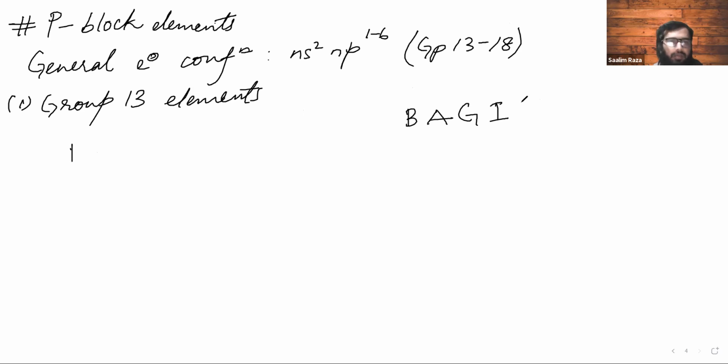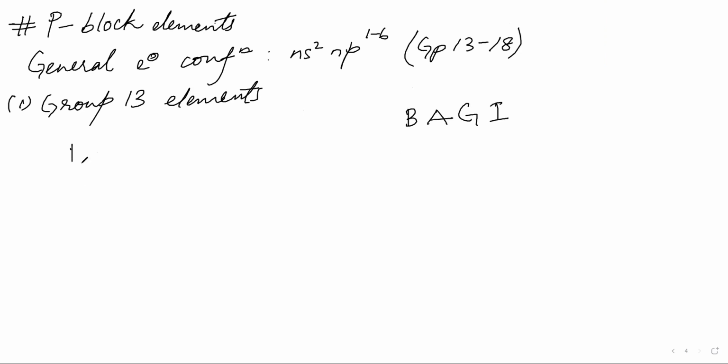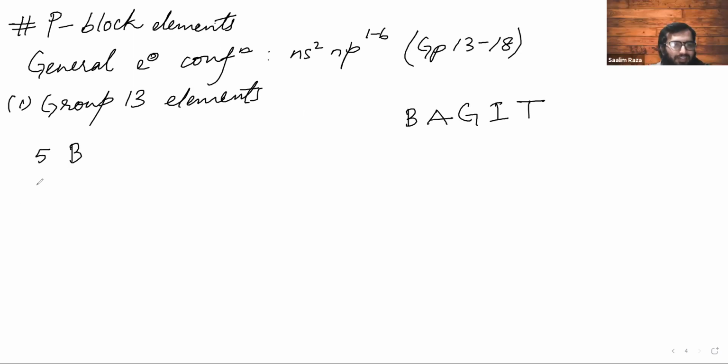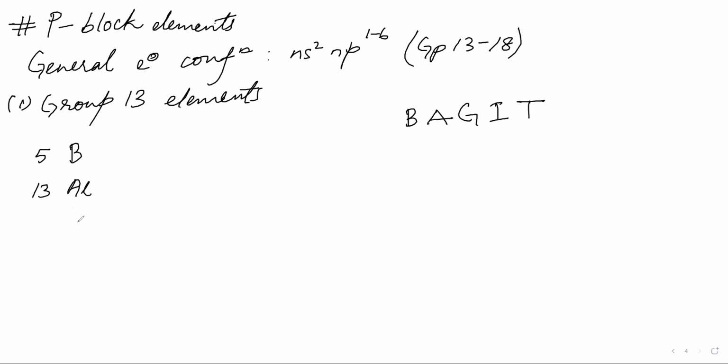Now, can you remember? Bag it. First is boron. Second will be atomic number 13, so aluminium. And you are very much well rehearsed with the 2, 8, 8, 18 one. Okay, 13. Fine. So aluminium, Al. Then it will be gallium. 31. I don't know what 31.